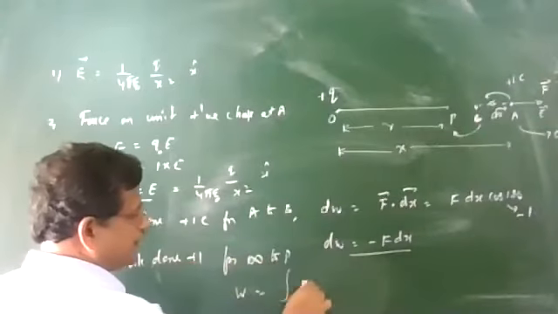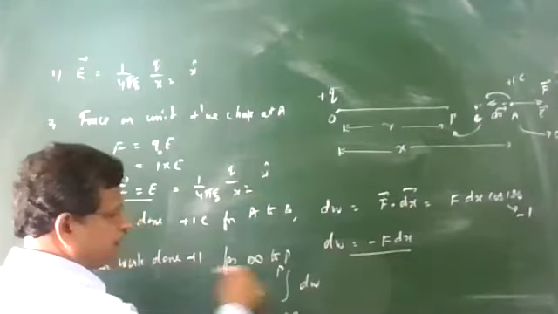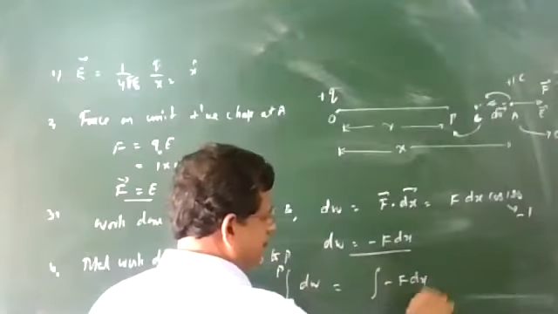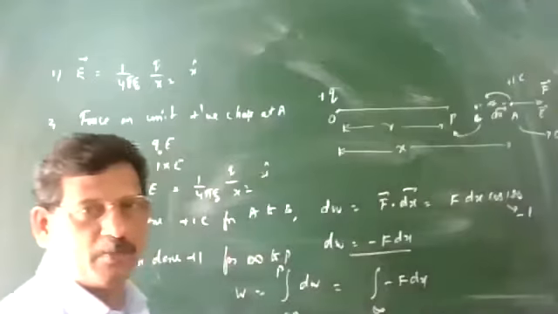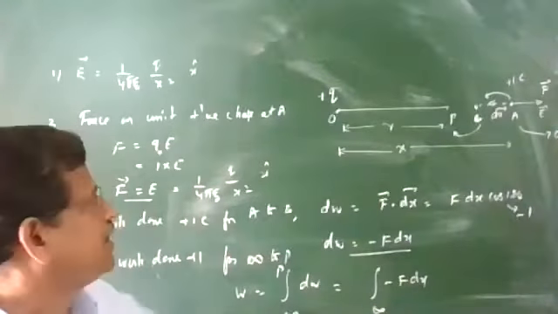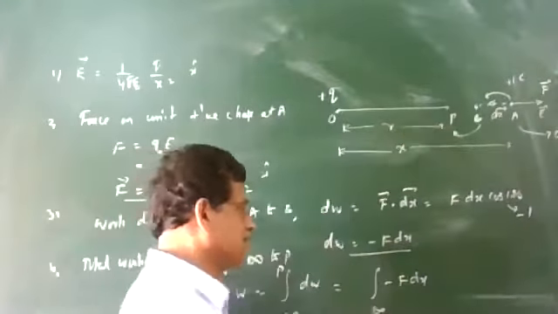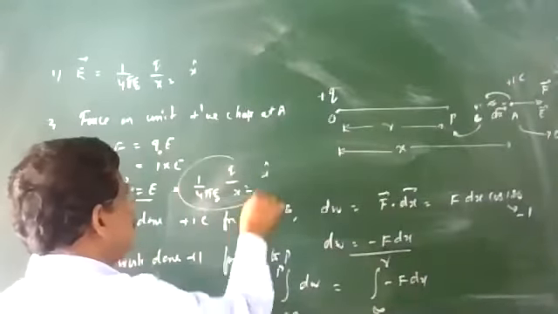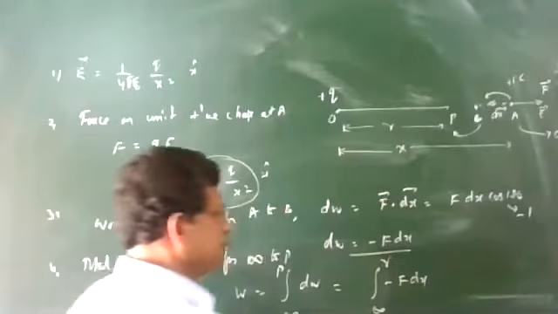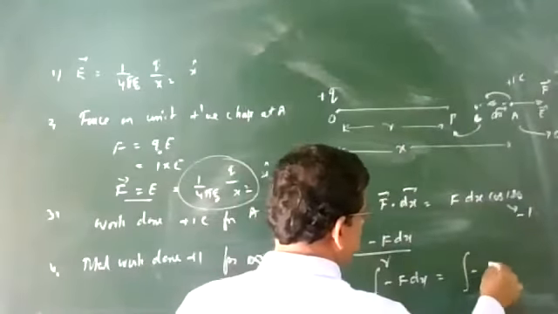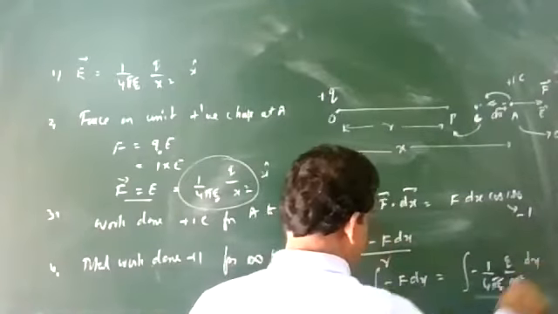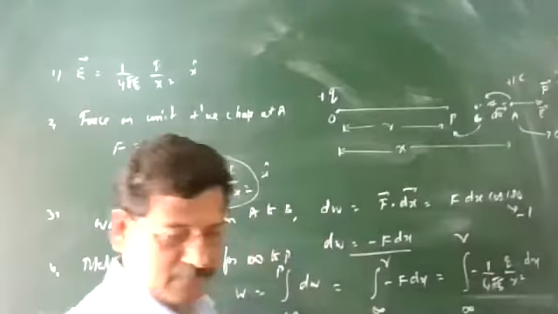W is equal to the integral of dW from infinity to the point P. dW is given there as minus F dx, from infinity to the point P. Infinity is an infinite distance, the point P is a certain distance R. Substitute the value of F from here. The magnitude of F is written here. So this is equal to the integral of minus 1 by 4 pi epsilon 0 Q divided by x square dx from infinity to R.